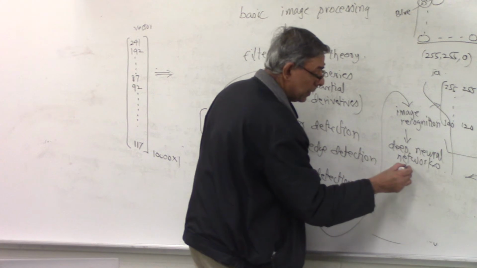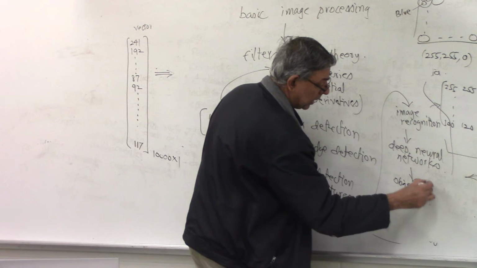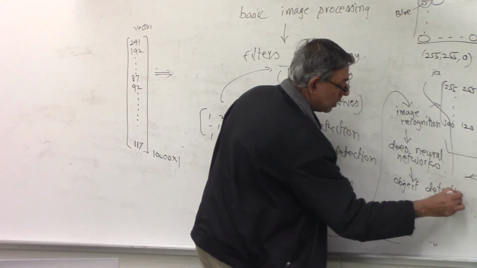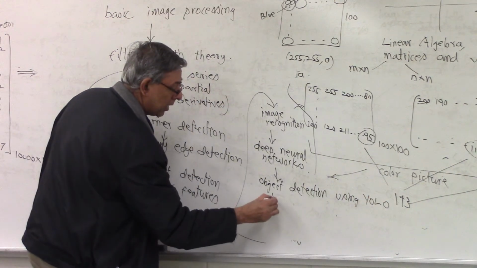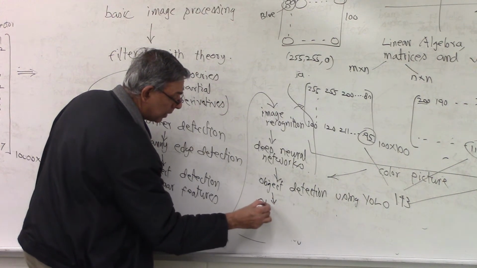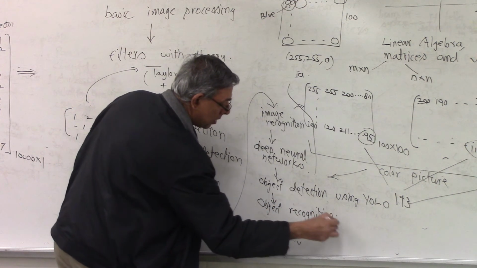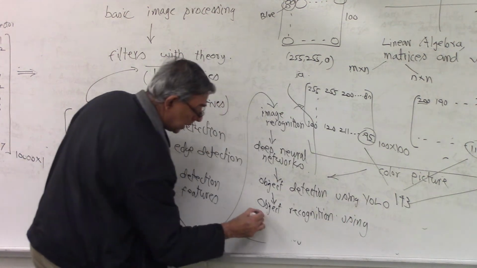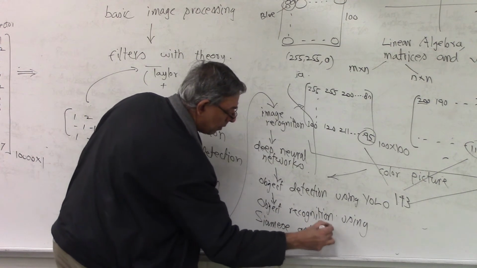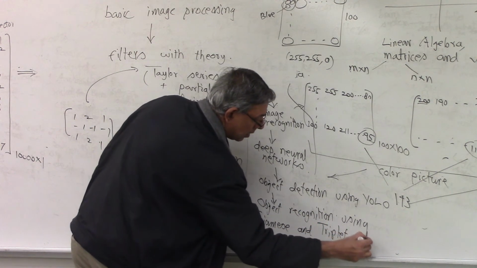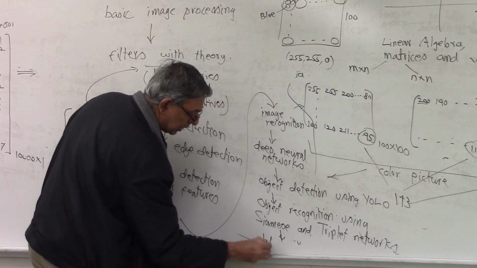Okay. So then over here, we'll take a look at object detection using YOLO. Okay. Then we will take a look at object recognition using what are called Siamese and triplet networks. And then some latest research.